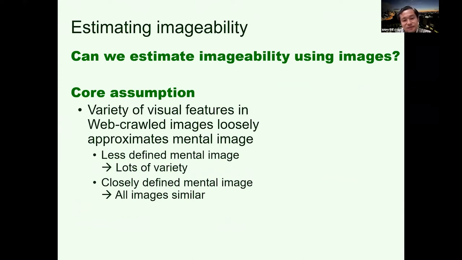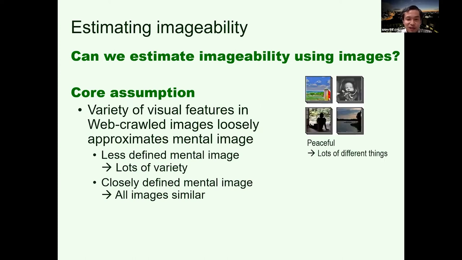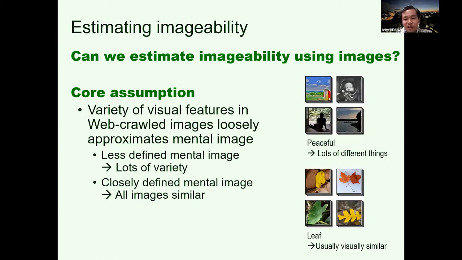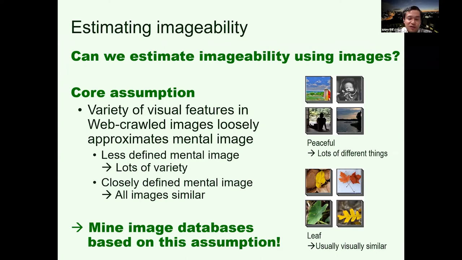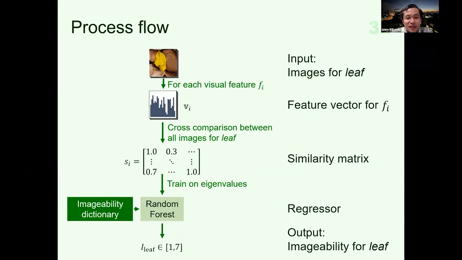So if it's less defined in mental image, we thought that the web images also should probably have lots of variety. And if it's closely defined mental image, all the images will probably look similar. That was our assumption. So that was peaceful and leaf. So peaceful actually had lots of different things, and leaf usually is visually quite similar. So we decided to mine the image databases based on this assumption. So how do we do this? So we basically collect lots of images for a certain concept. So in this case, leaf.